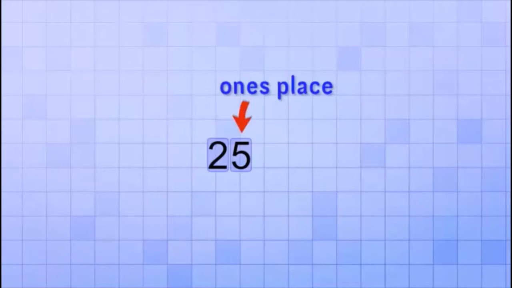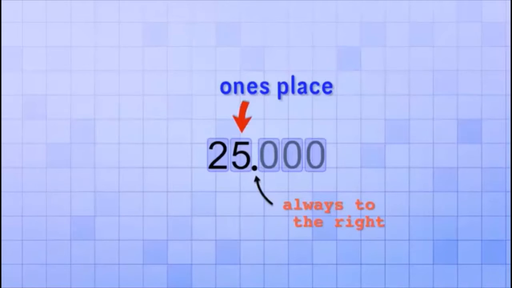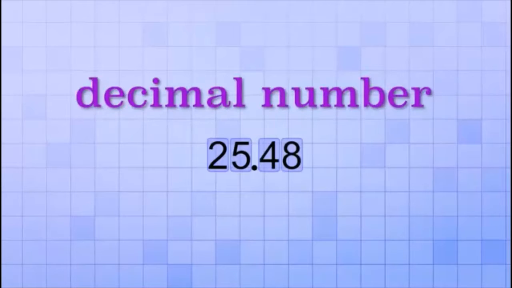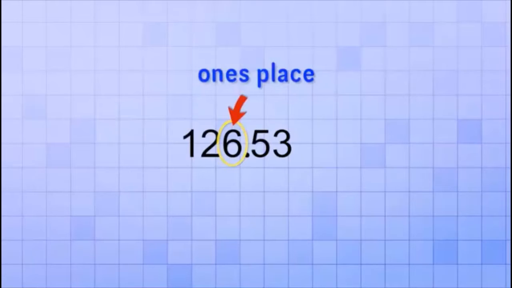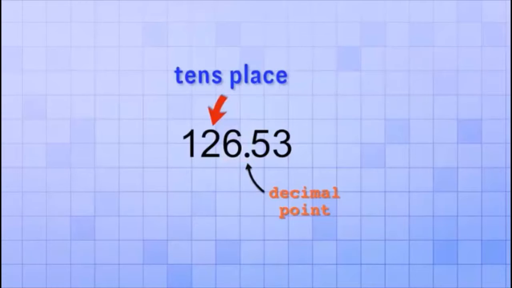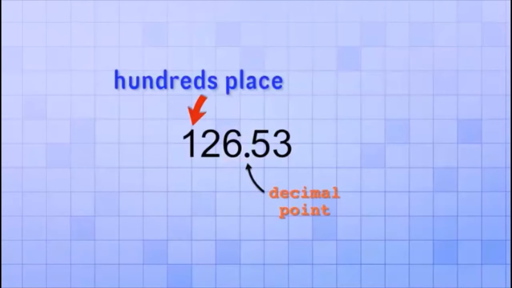Of course, you could still show the decimal point if you wanted to, since it's always immediately to the right of the ones place. But if there are no decimal digits, then we don't need to separate them from the whole number digits. If a number does have decimal digits, then we call it a decimal number. And the decimal point helps us quickly recognize which digit is in the ones place. For example, if you see a sequence of digits like this, 1, 2, 6, 0.53, you can tell right away that the digit 6 is in the ones place because it's immediately to the left of the decimal point. That means this 2 is in the tens place, and this 1 is in the hundreds place.